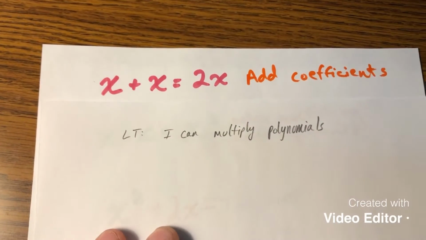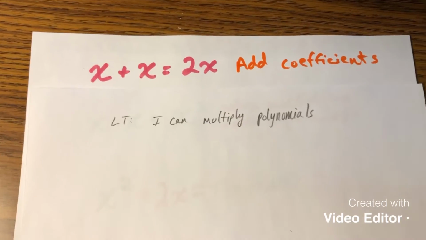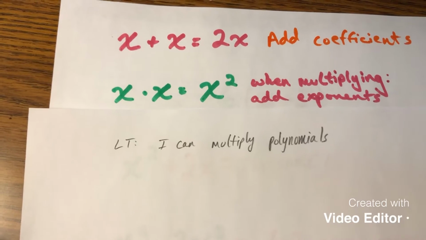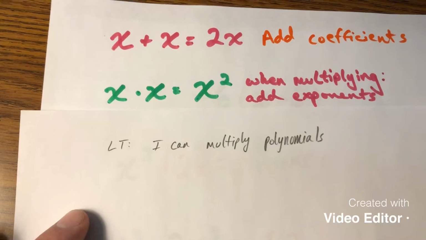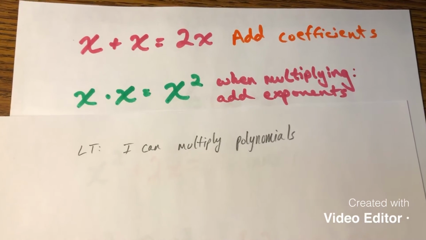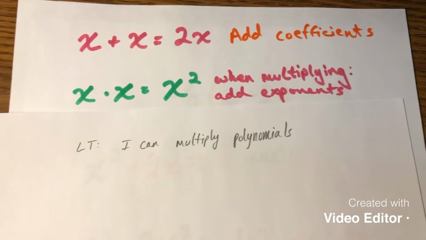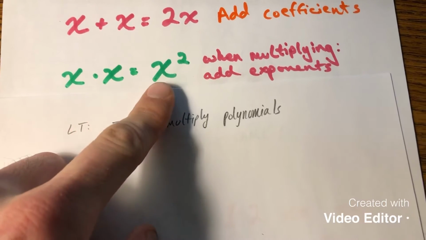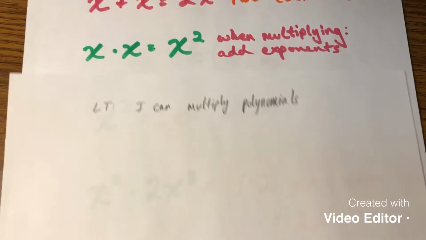x plus x is 2x. And when you add these, you want to add coefficients. But if you multiply x times x, you get x squared. So when you multiply, you want to add the exponents. So there's a 1 here and a 1 here, so you end up with 2 x's.